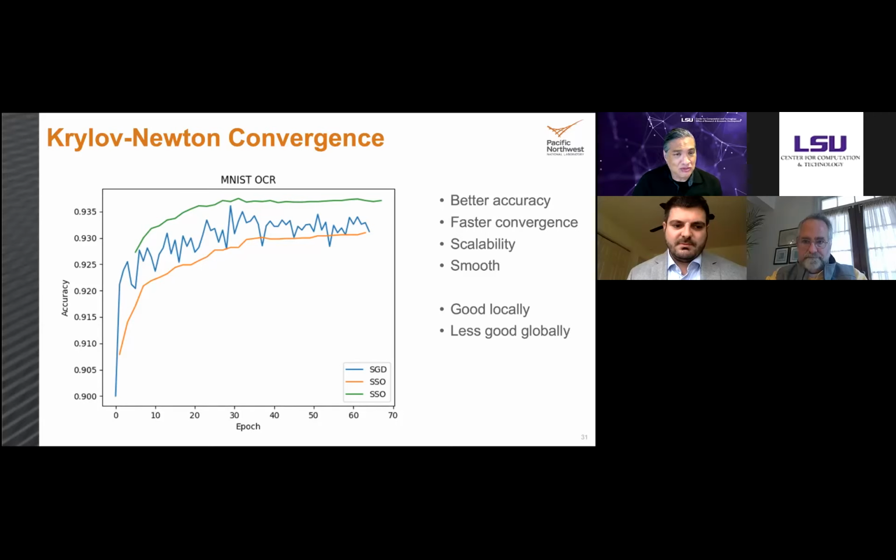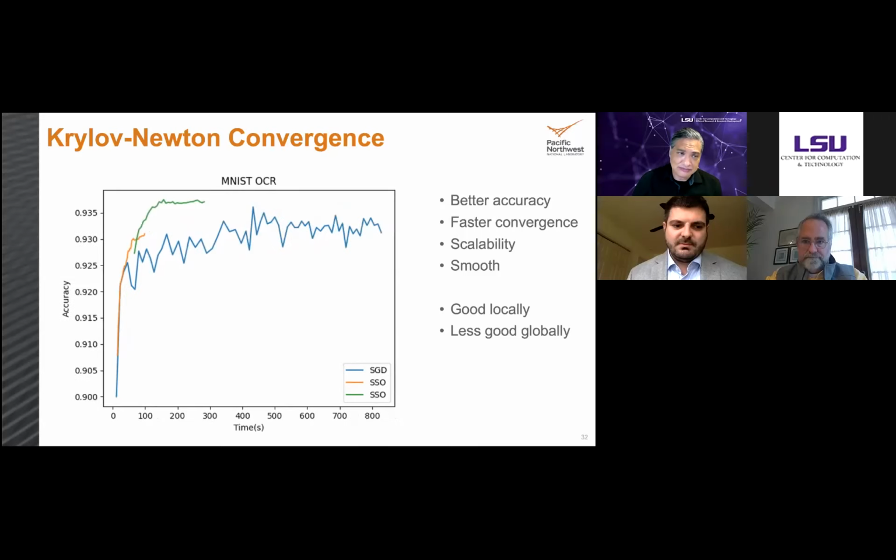But what's remarkable is when we look at this not as a function of epoch, but convergence as a function of time. So here are the same data points, but again plotted as a function of elapsed time rather than epoch. And so here we can see that the second order methods are much quicker in terms of elapsed time to converge than the first order method.